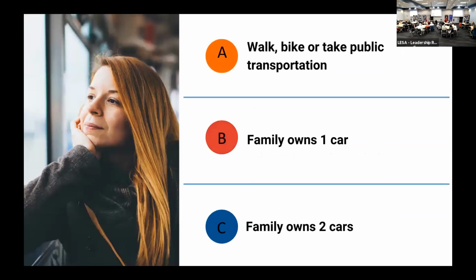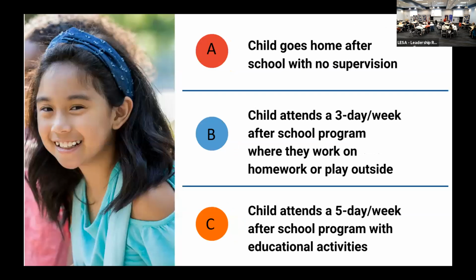This is good. Now let's talk about how you're going to get to your job and the places that you go in the community. If you're going to walk, bike, or take public transportation exclusively, that's 1 point. If your family is going to own 1 car and just figure out how to make that work, that's 2 points. And if your family is going to own 2 cars because that's what you think you need to get where you need to go, take away 3 points.